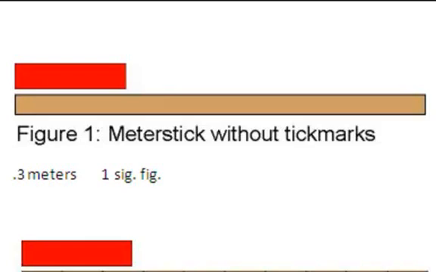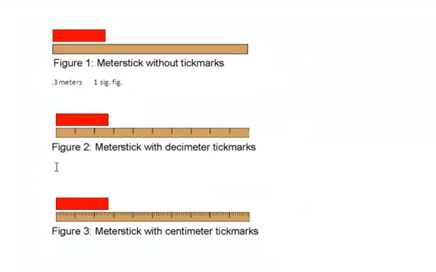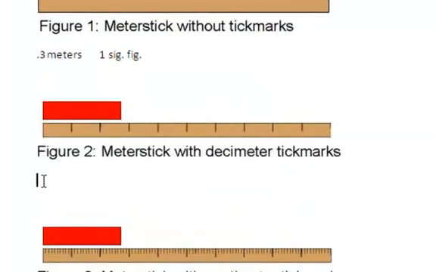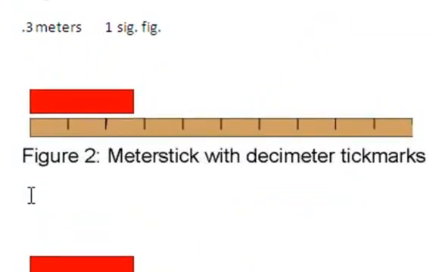Now, I want to go to figure 2. Figure 2 has tick marks. It has 10 equally spaced regions. It's called a decimeter, but to make things simpler, we're going to stay with the meter in all 3 of these measurements. Now how long is the red block? Well, it's not quite 0.3 meters as we thought before. It's, let's say, 0.2 meters. Now 0.2 is actually right here, and you can see it's quite a bit longer than 0.2.